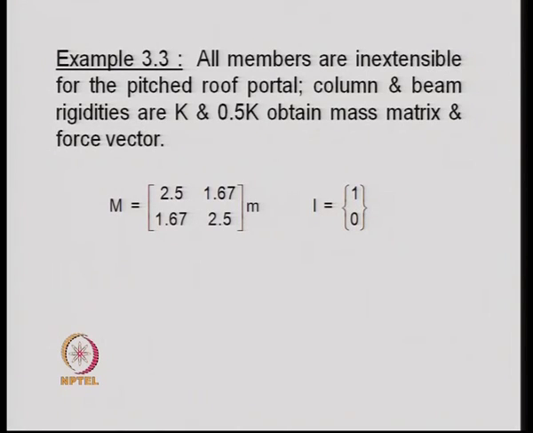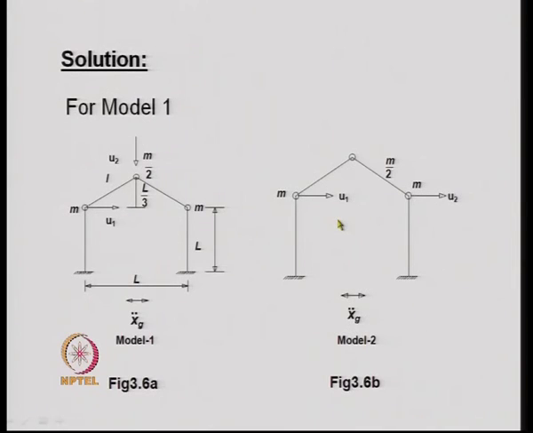Again we emphasize this point by showing another example where the mass matrix is not a diagonal mass matrix, but a coupled mass matrix like this. K matrix obviously also will be a coupled stiffness matrix. I will be equal to 1 and 0, and the problem is this one. This is a pitch roof portal frame. In this pitch roof portal frame, we have a mass here and mass here.